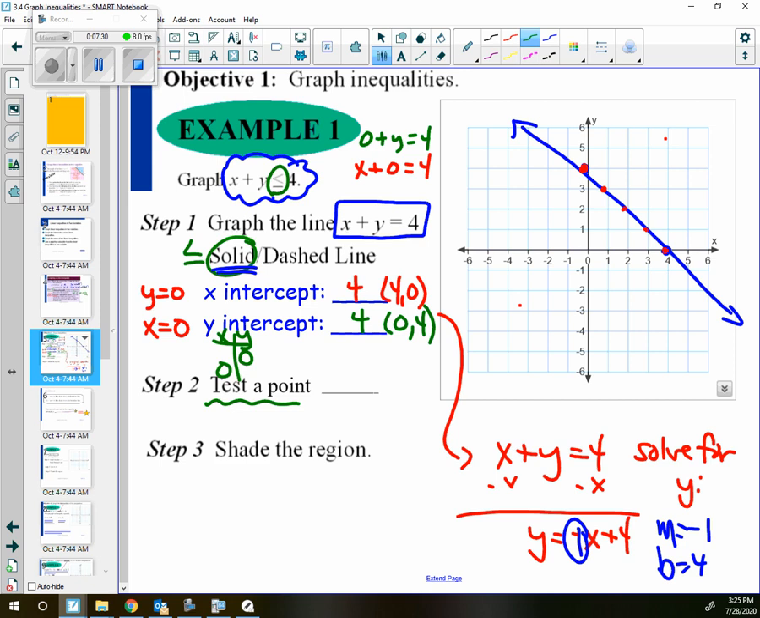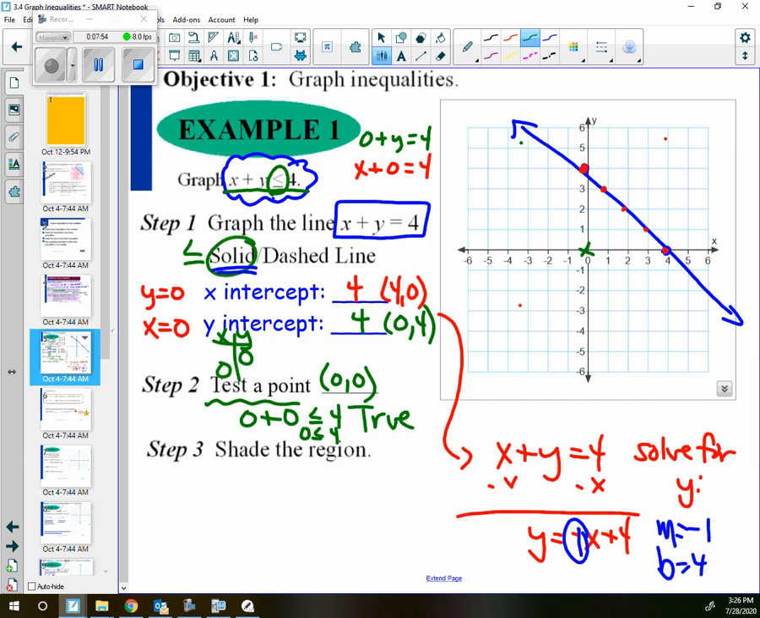Now, (0, 0) is a good candidate, like I said. So if it's clearly above or below the line, that's a good one to try. Now, when we test a point, we're testing it back in this original inequality. So 0 plus 0, is that less than or equal to 4? Well, is 0 less than or equal to 4? Is that true or false? That is most definitely true. So what does that mean? That means (0, 0) was a solution to the inequality.